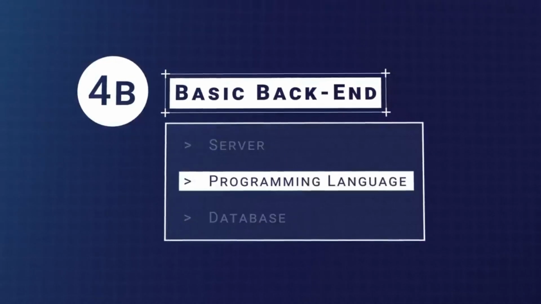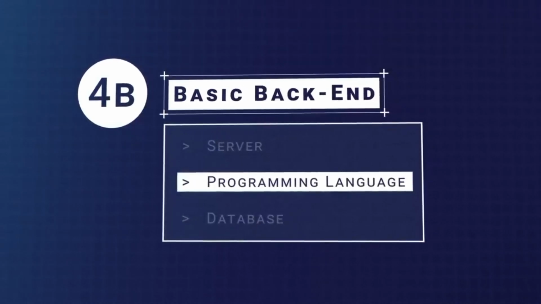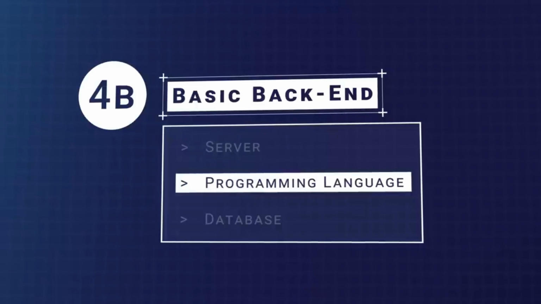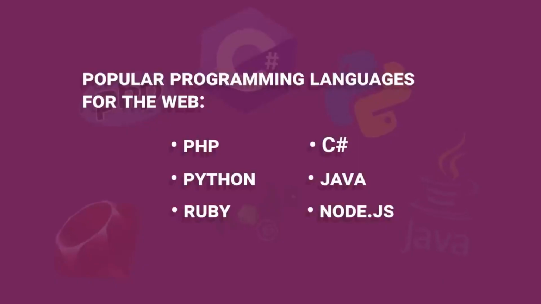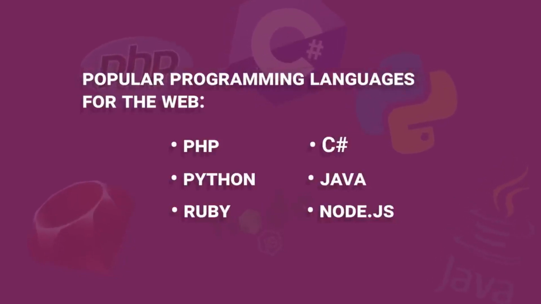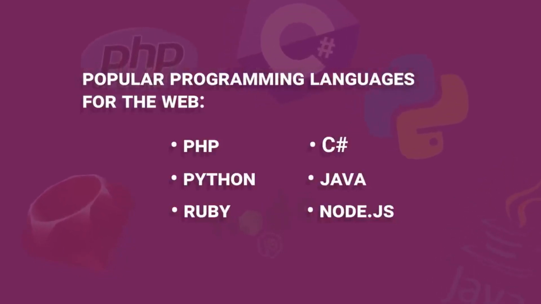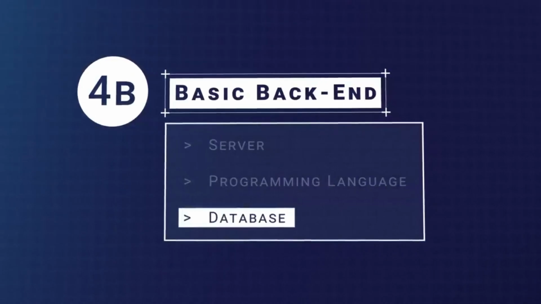On the server, you need to use a programming language to write the functions and logic for your application. The server then compiles your code and conveys the result back to the client. Popular programming languages for the web include PHP, Python, Ruby, C#, and Java. There's also a form of server-side JavaScript, Node.js, which is a runtime environment that can run JavaScript code on the server. Finally, you'll need to learn about databases.